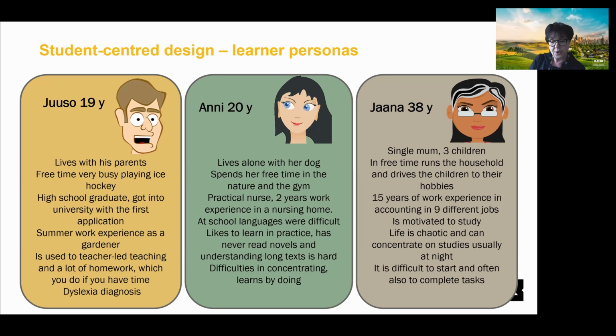Annie in the middle, she learns best by doing, and she might benefit from different activating quizzes and tests and exercises. And also instead of one large assignment, she might learn better by doing several smaller ones. And then finally, we have Jana, and she clearly has time management issues. And on the other hand, she has a very long work experience.